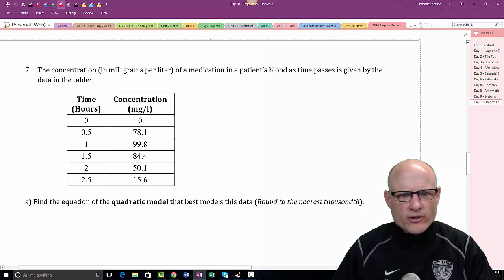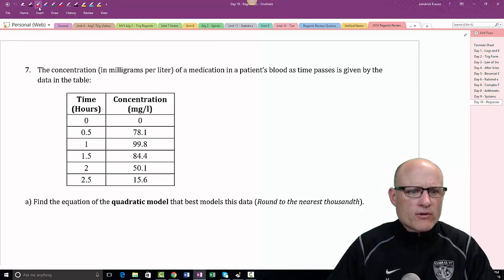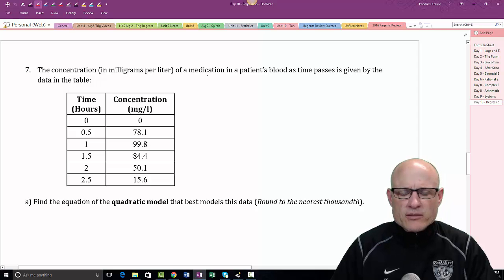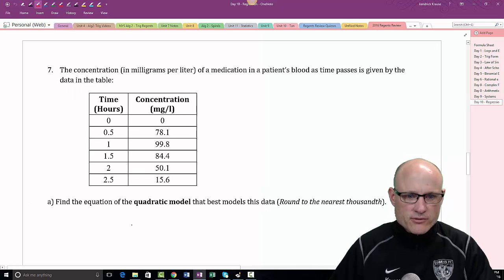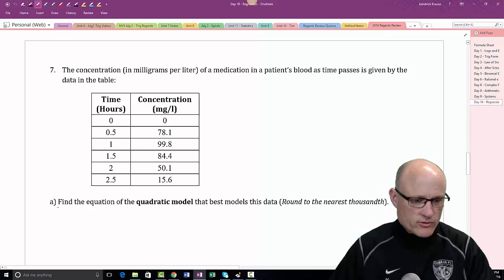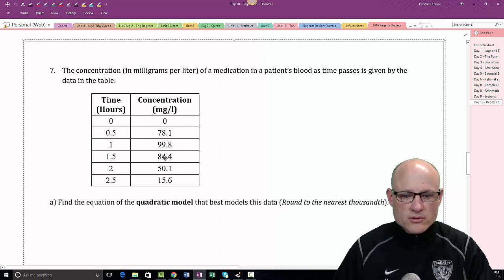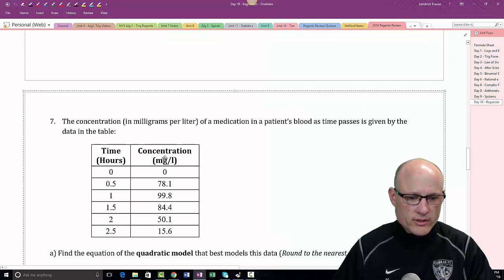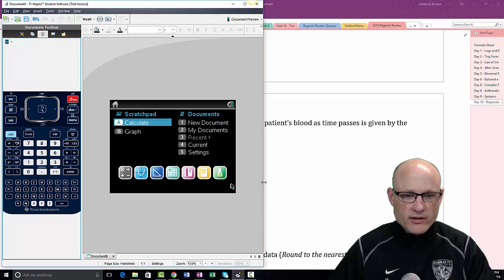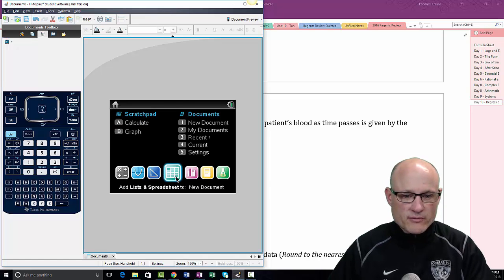Here we go. We're going to talk about regression, though. I'm pretty sure that's what we're going to talk about. So, regression. Concentration in milligrams of medication in a patient's blood. We've got to get this table put in. Let's move this over. Why can't I go over? Maybe put it down. Bring the calculator up. So I guess we're going back and forth.